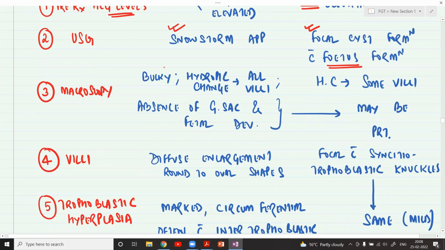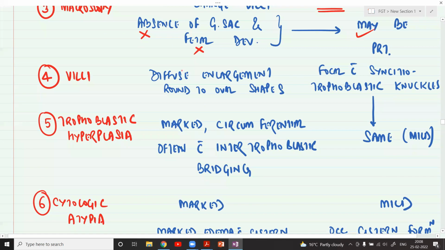In the gross examination, as I told you, complete mole is bulky and all the villus are involved by the hydropic change. There is no gestational sac, there is no fetal development. Both of which might be present here, and hydropic change is involving just a few villus, not all the villus. In the microscopic examination, there's a diffuse enlargement, and they have round to oval shape. Whereas over here, there's a focal involvement with syncytial trophoblastic knuckle formation, as we have seen.